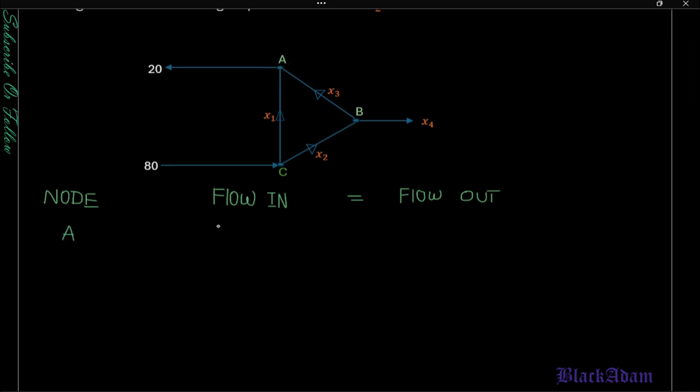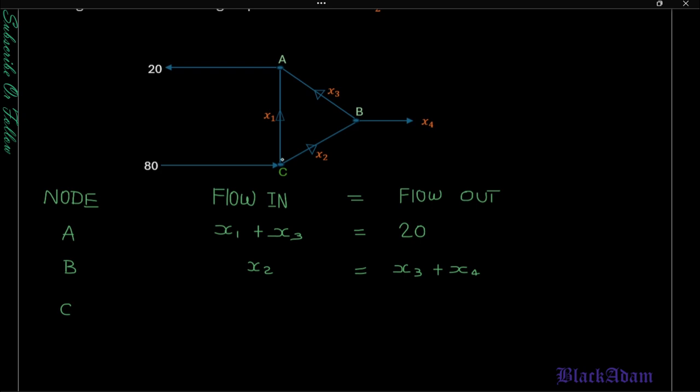Okay, so node A, we have x1 plus x2 that comes in, and x1 and x3 that go out, and then we have an exit there, that's 20. And then node B, we have x2 only. So x2 comes in, and what goes out is x3 and x4 from node B. So x3 plus x4, that's for node B.